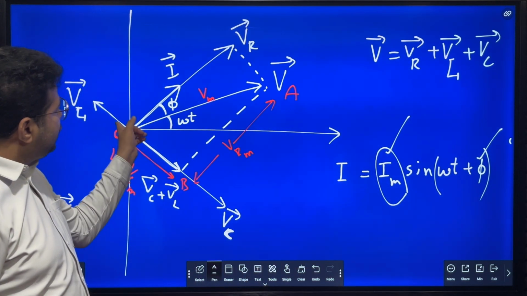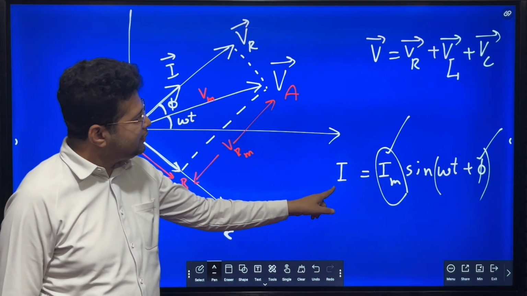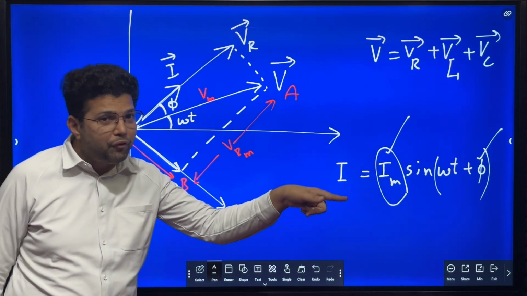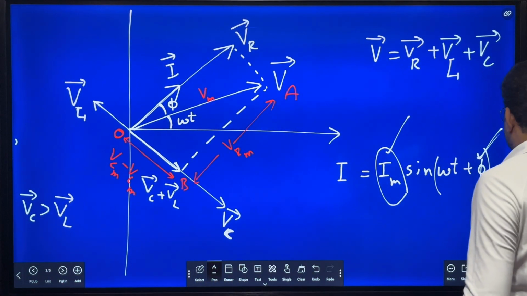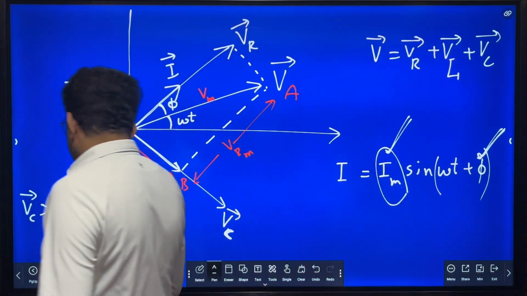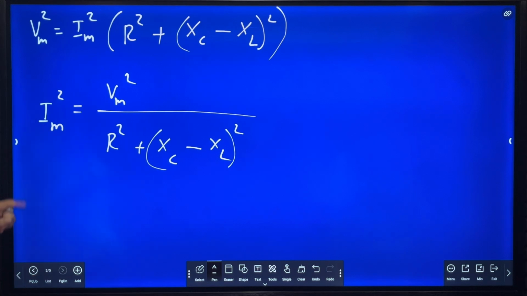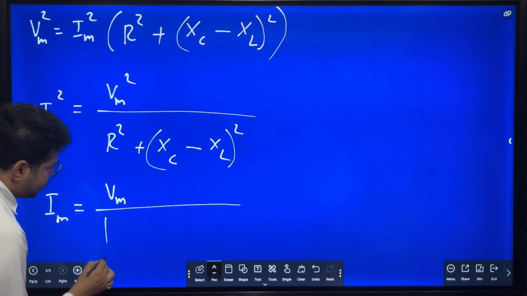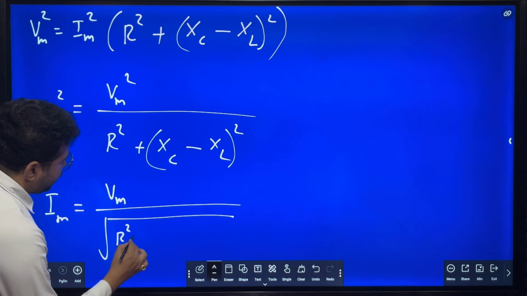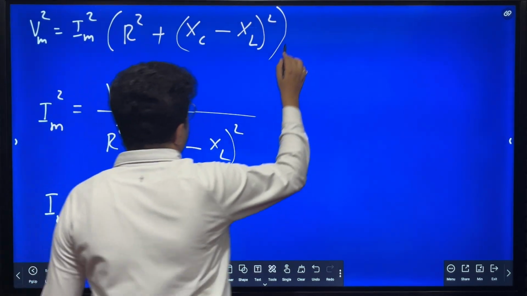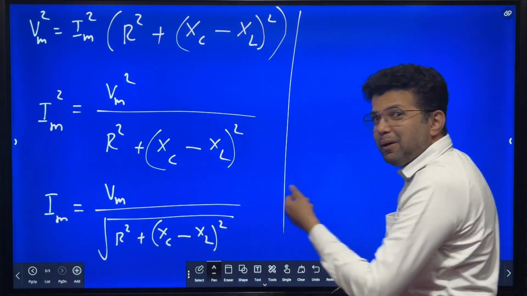According to the diagram, the equation of current is I is equal to Im into sin omega t plus phi. So what is phi? We don't know, we have to find out. If you find the equation for phi and the equation for Im, the derivation will be over. So therefore we are writing an equation for Im. Taking square root, Im is equal to Vm divided by square root of R square plus XC minus XL whole square. Now this is like I is equal to V by R, correct?